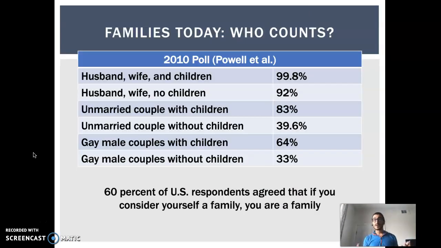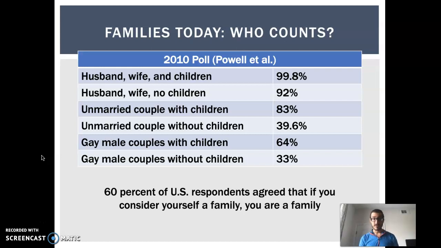So families today, who counts? Well, one of the most comprehensive studies that have been conducted on family and marriage and public attitudes toward them was conducted 10 years ago now. And as you can see here, in 2010, 99.8% of Americans, so literally almost 100% of Americans, agreed that a husband, a wife, and children counted as a family. But that number dropped as families started to become more variegated. So, for example, a husband and wife with no children, 92% of people thought that was a family.